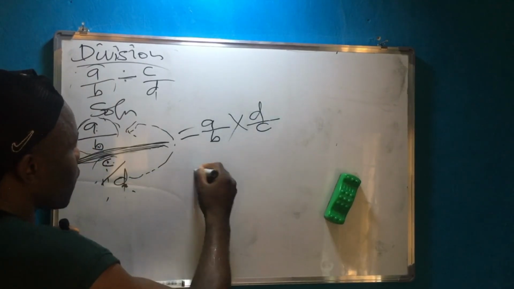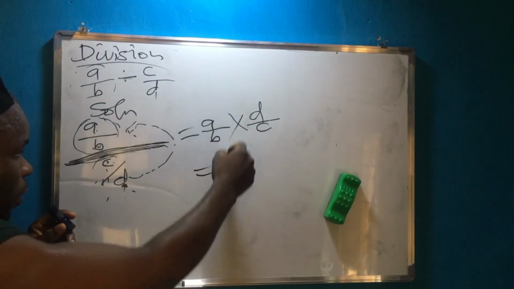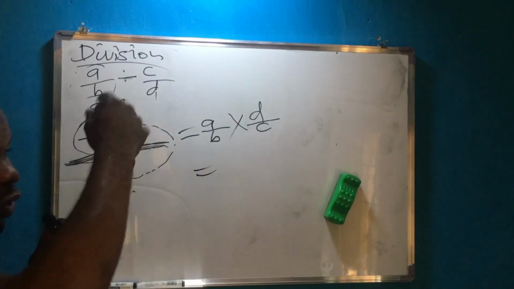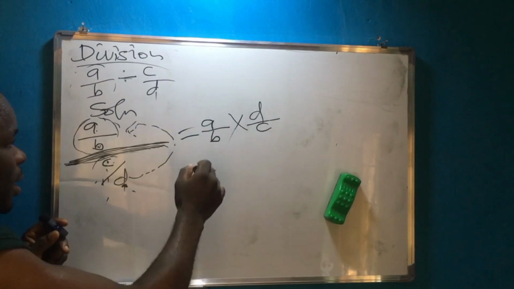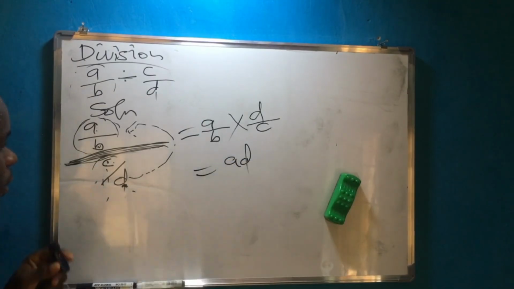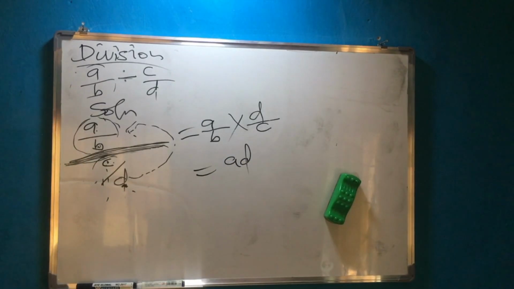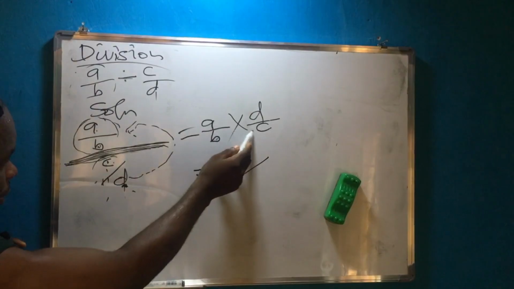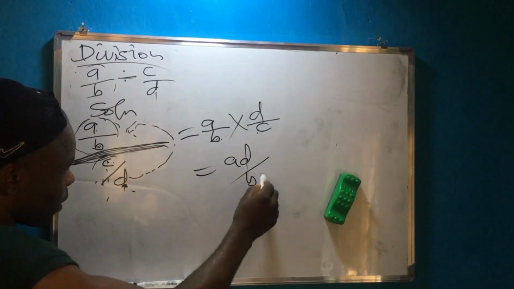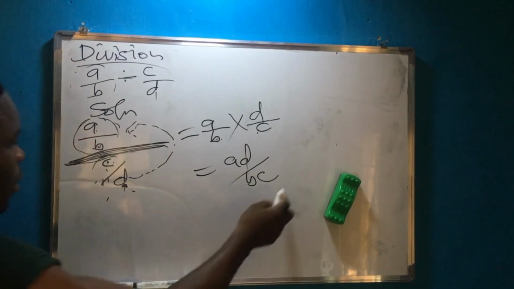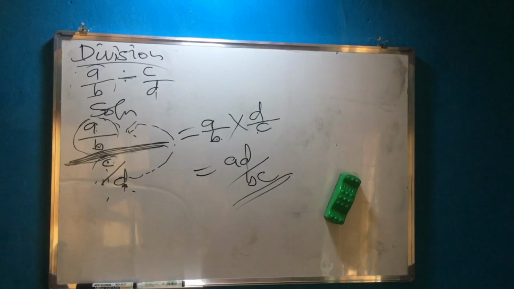So we'll have equal to A. Since it has become multiplication, you can now use the normal multiplication method, which is A times D, which is now AD, all over B times C, which is now BC. So you see, the whole thing now is AD all over BC.